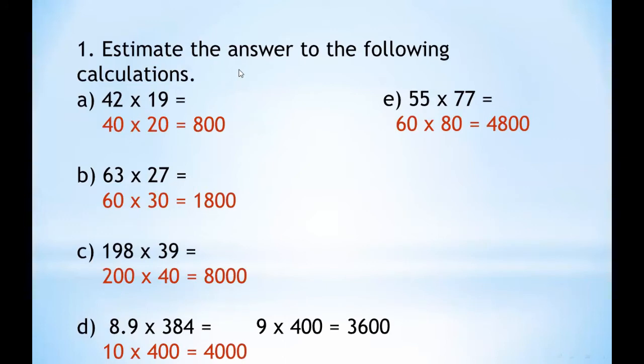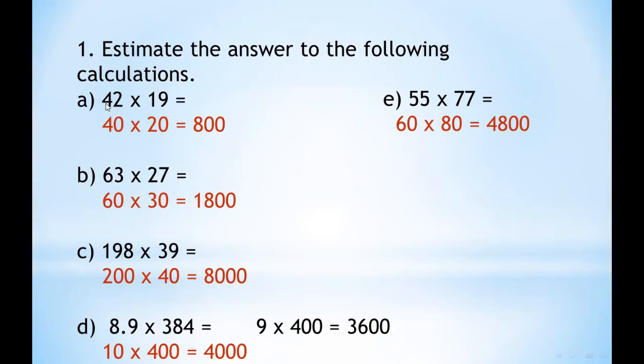Look at this. Estimate the answer to the following calculation. Estimation means rounding off. But in rounding off, they particularly say round the number to the nearest hundred, nearest thousand, nearest tens. They will particularly say what number should be rounded off. But for the estimation, you should take the highest round off. They will not say what to round off to.